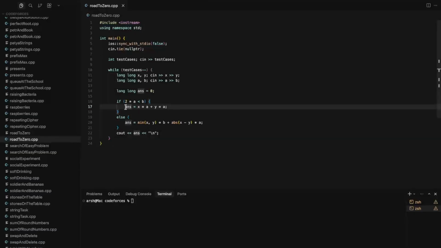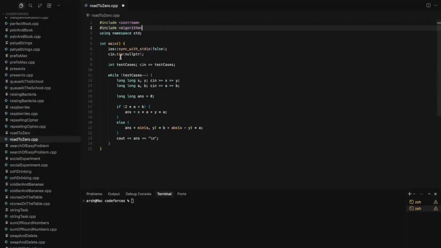Once we have done that, all we have to do is print our answer, and that is it for this question. One thing we have to include is the algorithm header, because we use the minimum and absolute operations here.